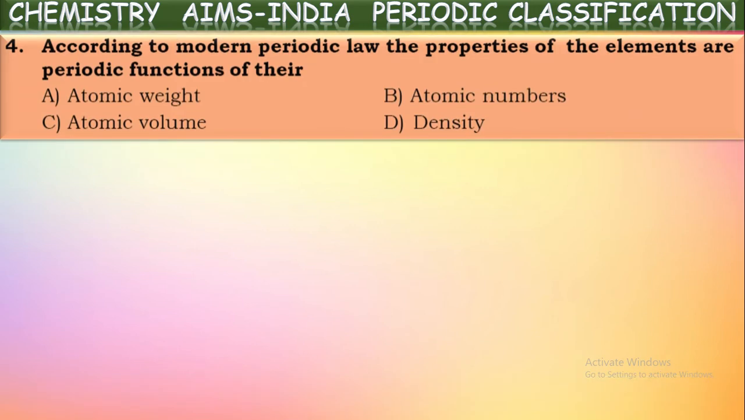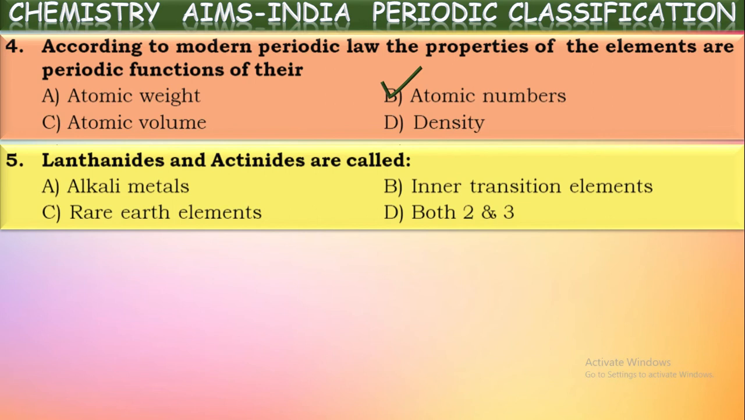Next one. According to the modern periodic law, the properties of the elements are periodic functions of their... Yes, according to the modern periodic law, when elements are written in the increasing order of their atomic numbers, properties are repeated from one element to certain other elements. So here the repetition of properties occurs when elements are written in the increasing order of their atomic numbers. So according to the modern periodic law, we can say the properties of the elements are periodic functions of their atomic numbers, isn't it? Yes.